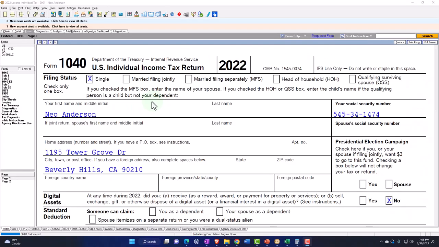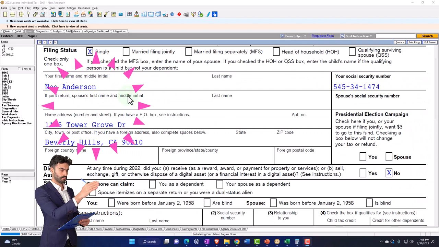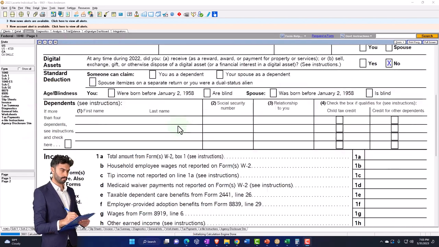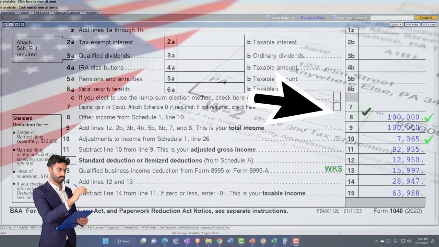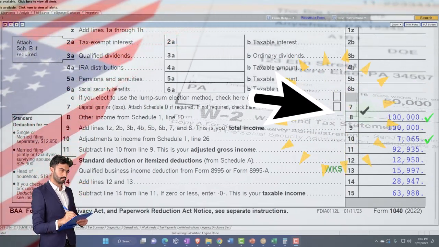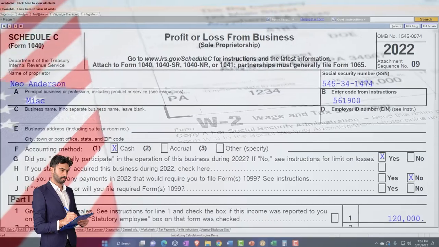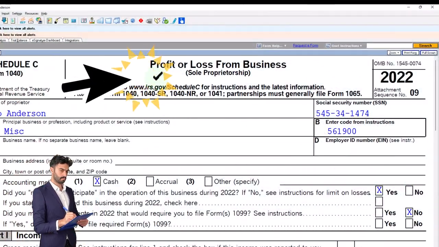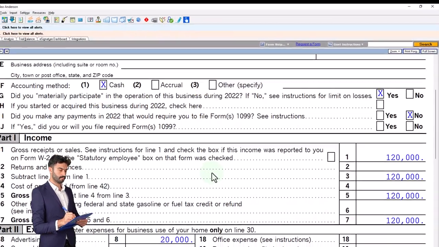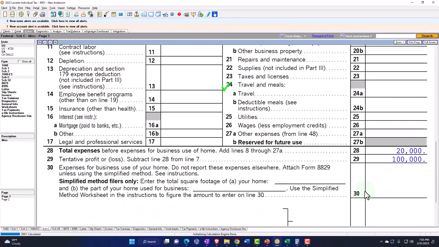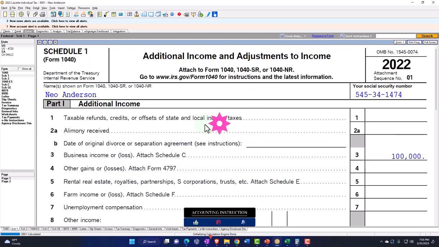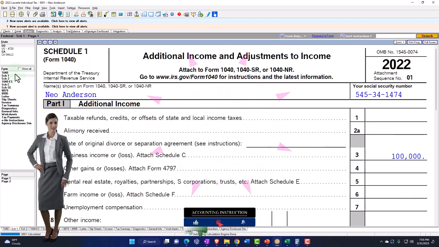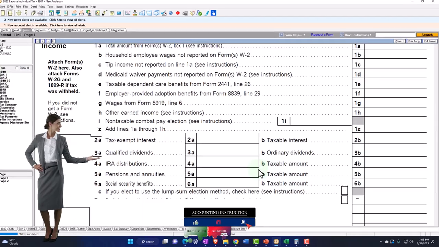Starting point here, single filer, Mr. Anderson, living in Beverly Hills, 90210. No W-2 income. We're talking Schedule C flowing into line number 8. Recapping that flow, we've got the Schedule C over here, profit or loss from business, income statement format, income minus the expenses, the net income then, in essence, rolling in to Schedule 1. And that rolls in then to the Form 1040, line number 8.